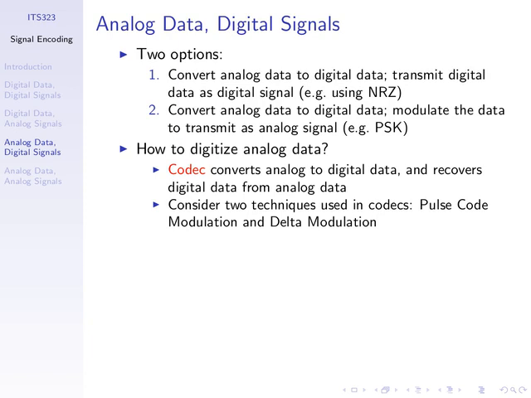The key point here: how do we convert the analog data into digital data, or digitize the analog data? We use a codec. A codec is a coder and a decoder that does the conversion. It takes the analog, converts to digital. The decoder recovers the analog data from the digital data. There are two techniques. We'll cover the first one, and maybe the most basic one, pulse code modulation. The lecture notes also have an example of delta modulation. Let's look at PCM.